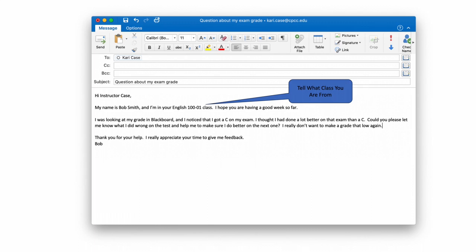Some instructors have as many as 8 or 9 classes. So if you tell them what class you're from, it helps them to find the grade you may be looking for or the information you may be looking for. So again, include that either in the first sentence, or you can include it as part of your closing after your name, almost like a signature.